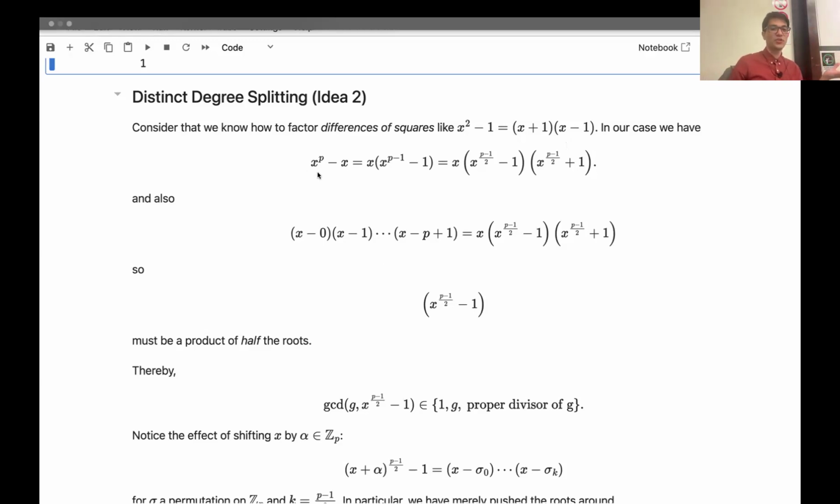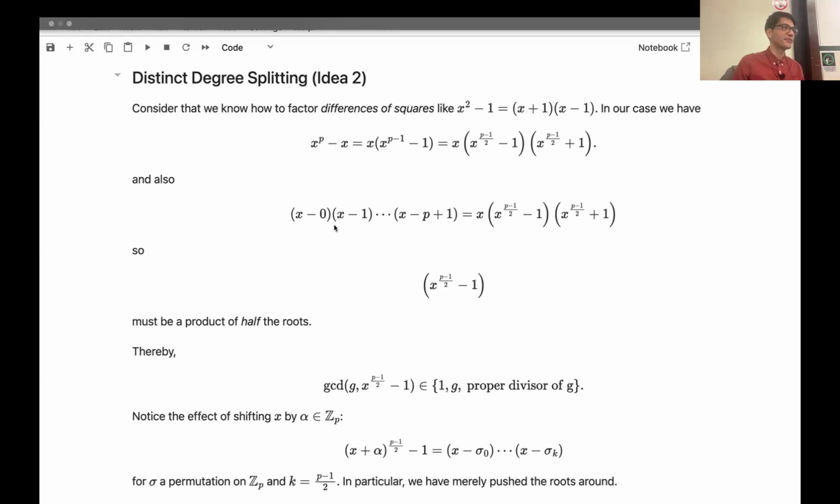But if p is greater than 2, then I can factor out an x here. And you get x, that's the 0 root if there is one, times x^(p-1) - 1. What is this? Remember, p is not 2. Therefore, p - 1 is even. So it's a difference of squares. Which difference of squares? That difference of squares: x^((p-1)/2) + 1 and x^((p-1)/2) - 1. Agree? But I said this is equal to the product of all linear factors. Then this is equal to half the product of all the linear factors, is it not?